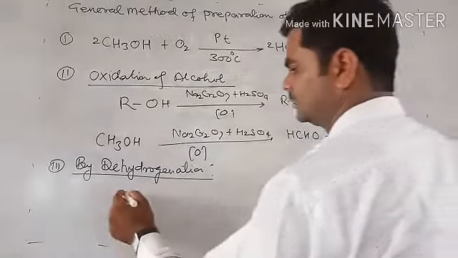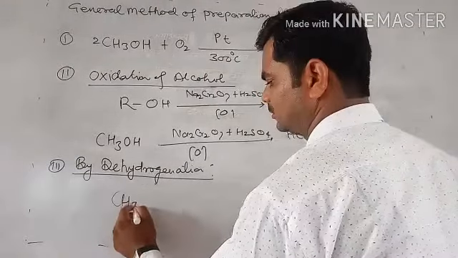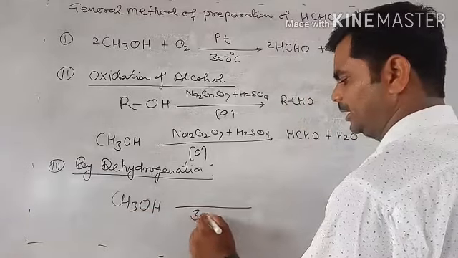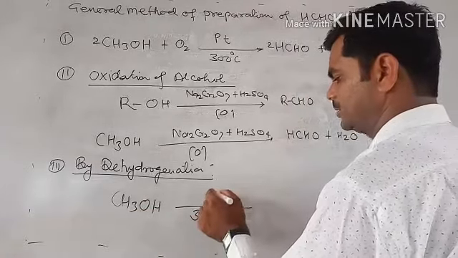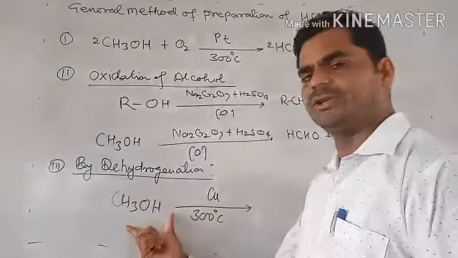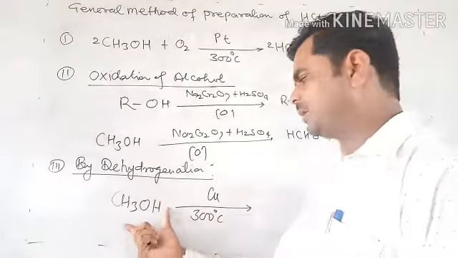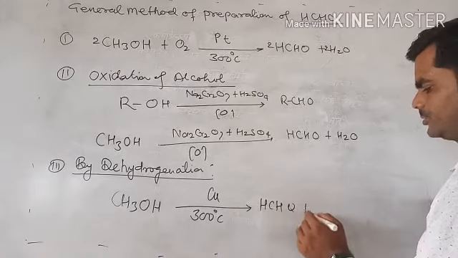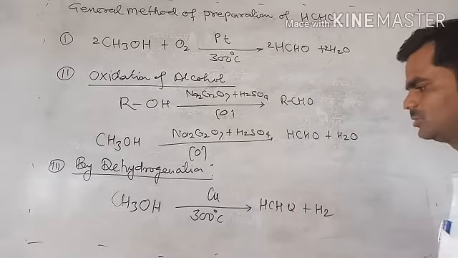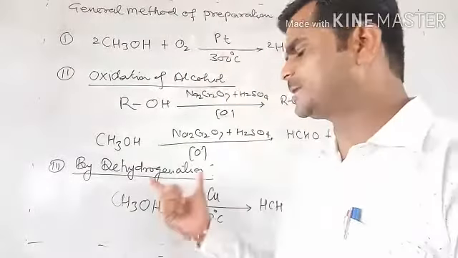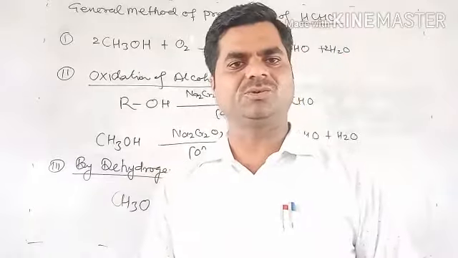Look here, CH3OH is heated at 300 degrees Celsius in the presence of a copper catalyst. What happens to this molecule? One molecule of hydrogen is removed from it, and HCHO and H2 remain. So with the help of dehydrogenation we can form formaldehyde. This process is called dehydrogenation.